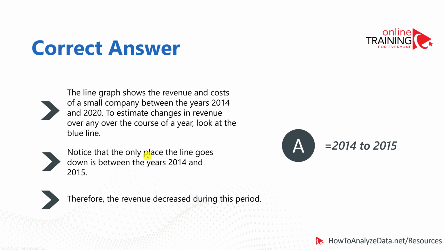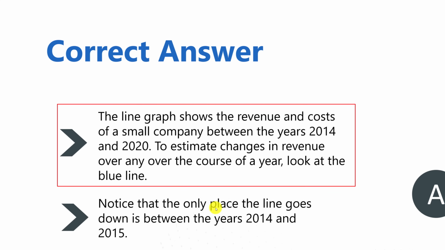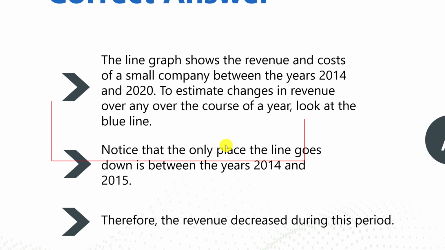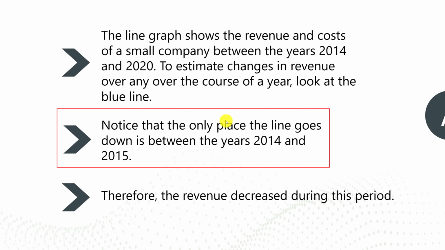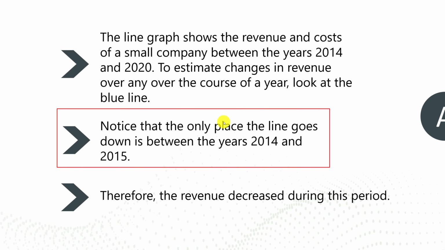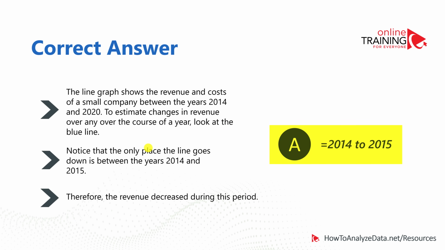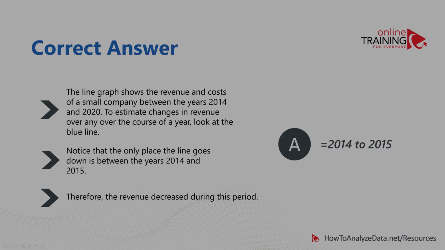Now let's recap. The line graph shows the revenue and costs of a small company between the periods of 2014 and 2020. To estimate the changes, you need to find the spot on the line which goes down. Only place when line goes down is between the years of 2014 and 2015. Therefore, choice A, which shows 2014 to 2015, is the right answer for this question. Hopefully you've got this one right.